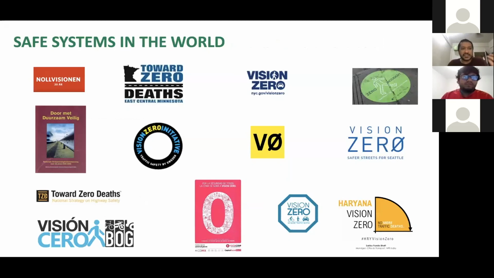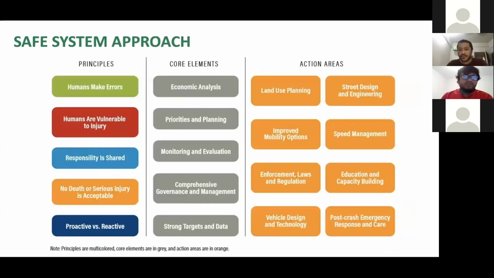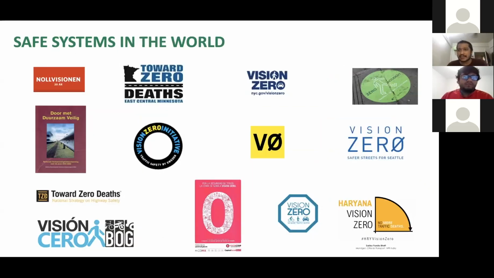Some of the safe systems in the world you see here. On the bottom right corner is Haryana Vision Zero, which we started a few years ago with the Haryana government, and the chief minister was really on board. This program, although it can be much better, which we are working towards, has seen a definite reduction in fatalities in the state of Haryana.